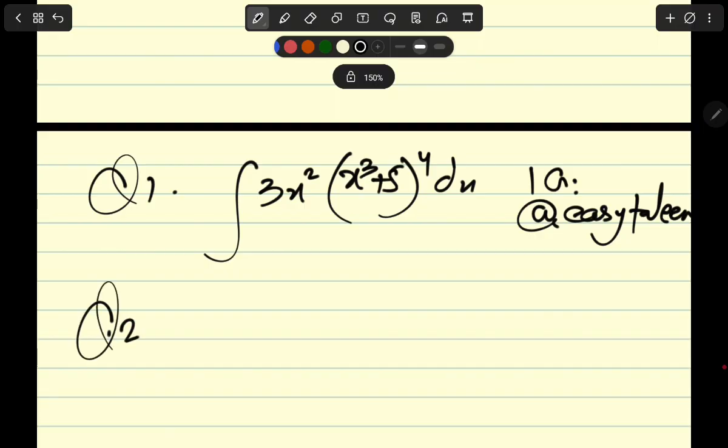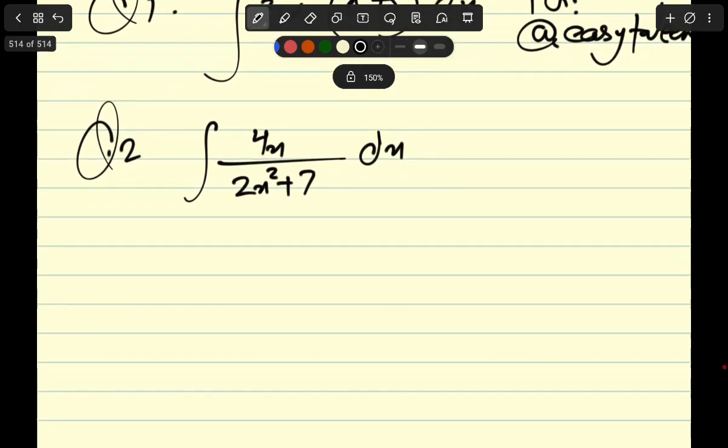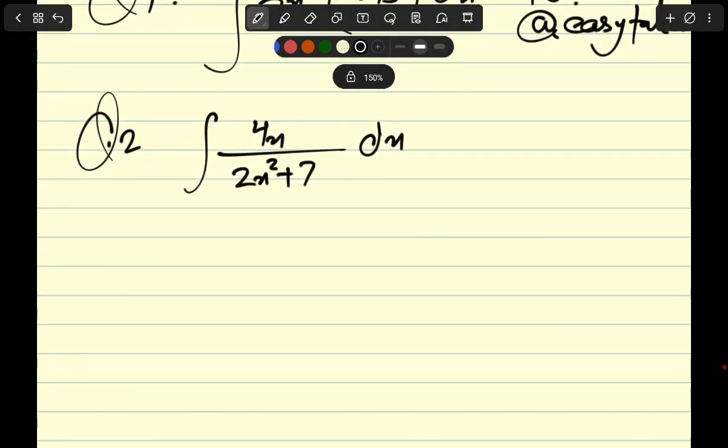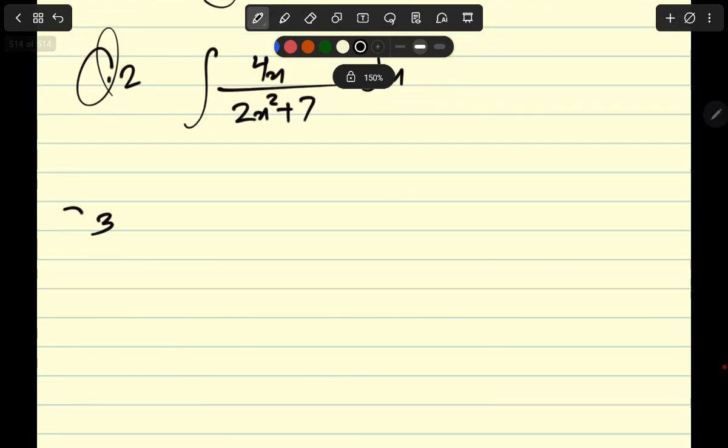Let me give you another one. 4x upon 2x squared plus 7 dx. I hope you can identify which needs to be factored out, right? That's very important. Or whether there is a derivative present in the numerator of the function in the denominator, or the expression in the denominator. Now, find the definite integral from the limit 0 to pi by 2 of sine x cosine cubed x with respect to x.